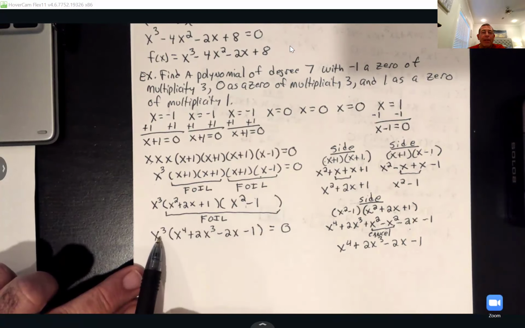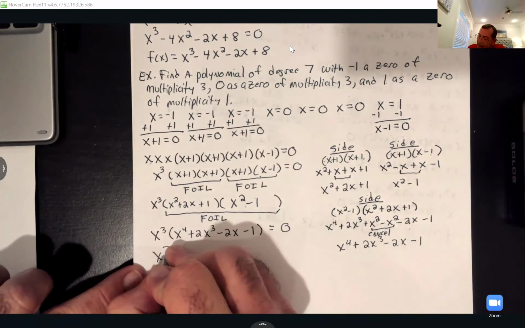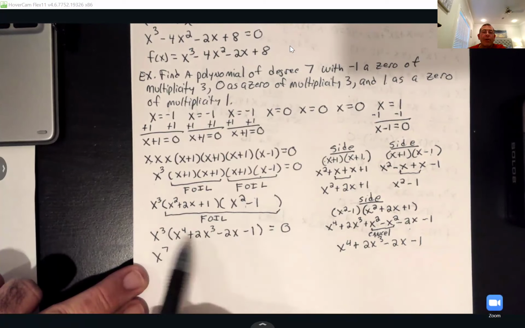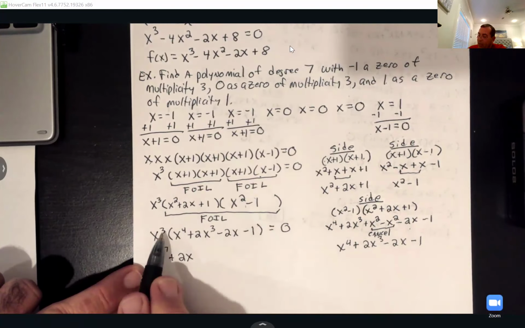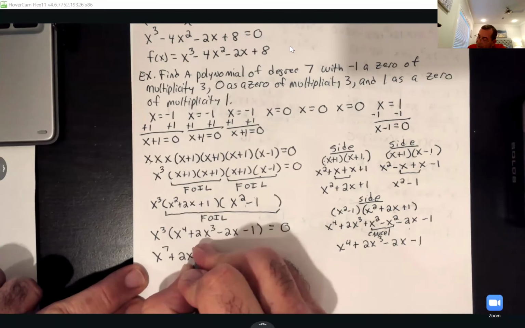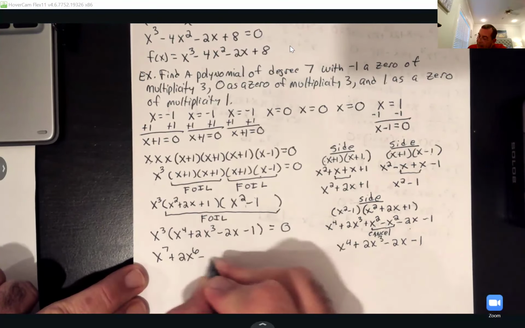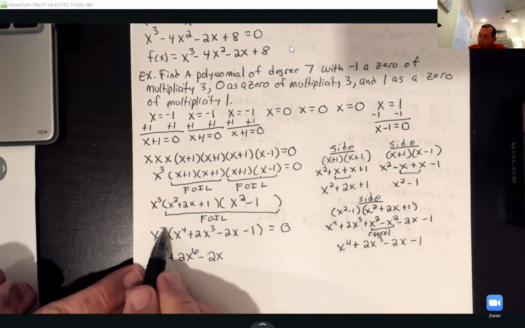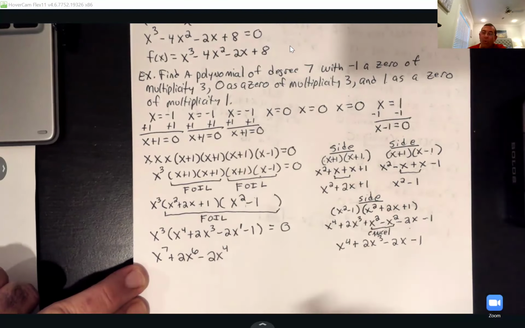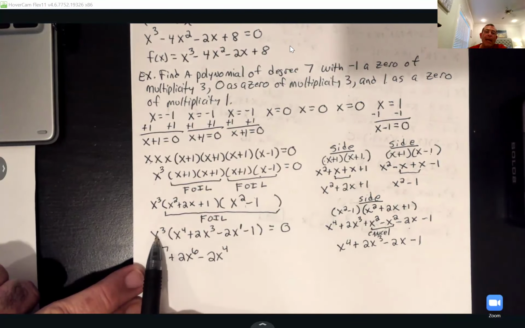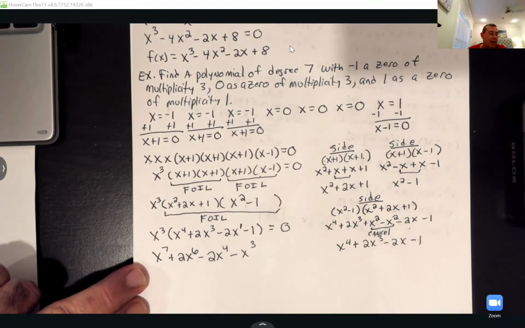So y'all, x to the 3rd times x to the 4th, 3 plus 4 gives me an x to the 7th. x to the 3rd times 2x to the 3rd is a positive 2x, well, 3 plus 3 is 6. x to the 3rd times -2x is a -2x. 3 plus 1 is 4. You got to treat that like a 1 there for that exponent. And then the x to the 3rd times -1 is a -x to the 3rd.